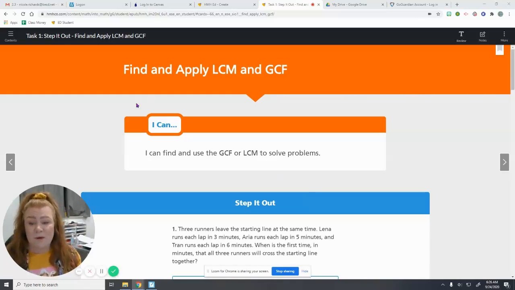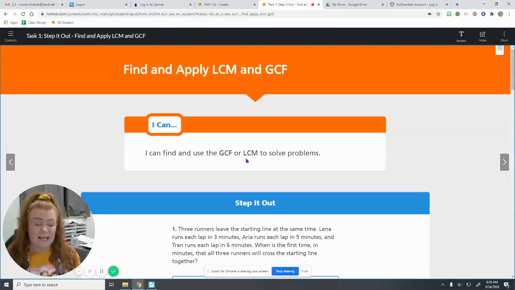Today we are going to work on finding the greatest common factor, otherwise known as GCF, and we're going to find the least common multiple, which is known as the LCM. Those are just the abbreviations, GCF, LCM. We're going to talk about what those mean and how to find them today.